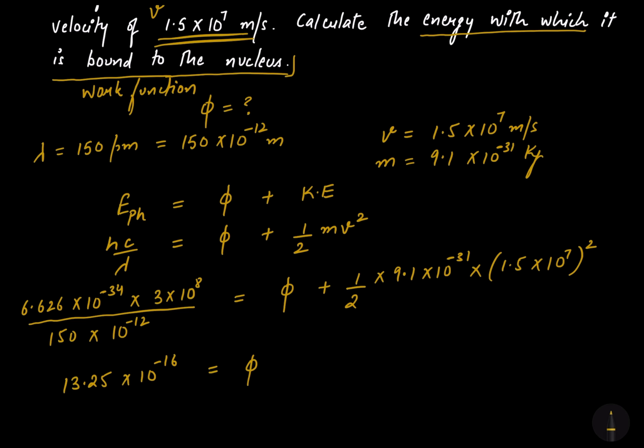The kinetic energy comes out to be 1.025 into 10 raised to the power minus 16. So here phi comes out to be 12.225 into 10 raised to power minus 16 joules. So that's the work function of the metal, or the threshold energy. So we got it. So please do have a look.